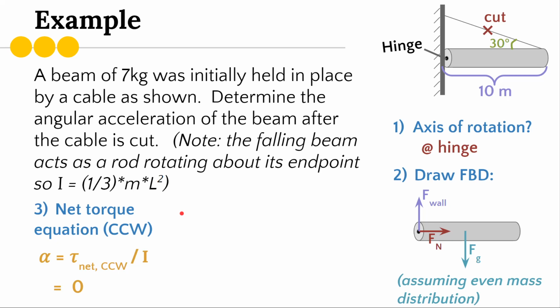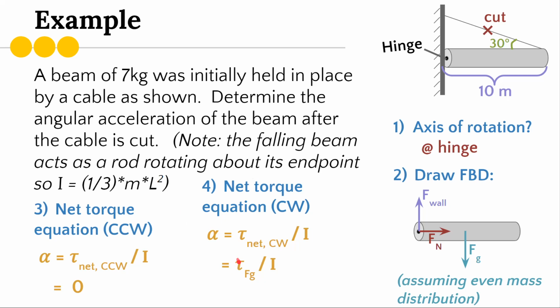Okay, I don't have any torques in the counterclockwise direction, so my net torque there is 0, and thus my angular acceleration in the counterclockwise direction is also 0, because it's not going to accelerate that way. Okay. However, if I look at the clockwise direction, I do have a force causing a net torque, and that is the torque due to the force of gravity. And so I can put that in and say that my angular acceleration alpha equals that torque due to the force of gravity, that is my net torque in the clockwise direction, divided by I, which is my moment of inertia. If I substitute in, I can get this.